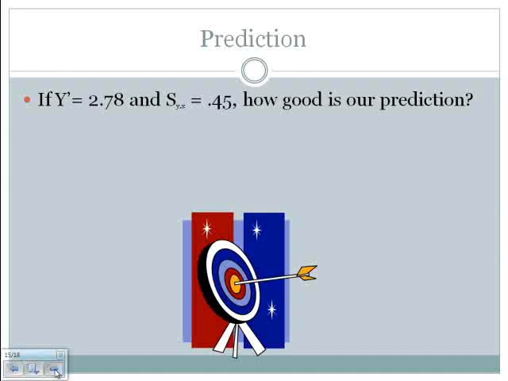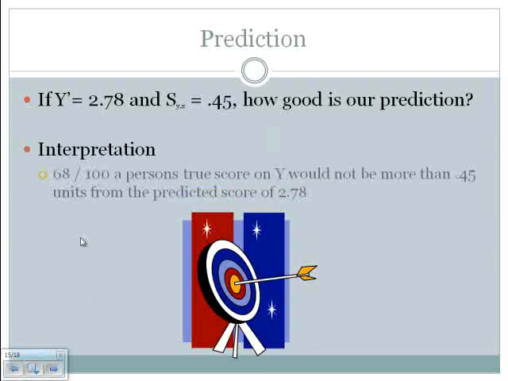So here's our prediction equation again. Or not prediction equation, but our predicted y score. If y prime is equal to 2.78, and we did some calculations and calculated that sy dot x is 0.45, how good is our prediction? Here is the interpretation of sy dot x. The interpretation is that 68 times out of 100, a person's true score on y would not be more than 0.45 units from the predicted score of 2.68. So let that sink in for a moment.